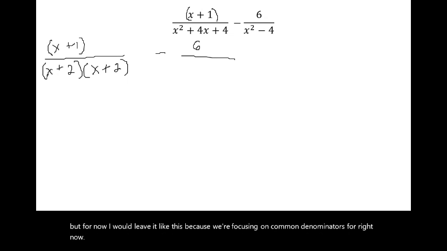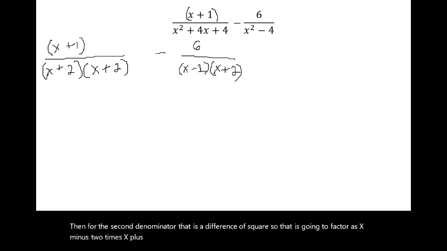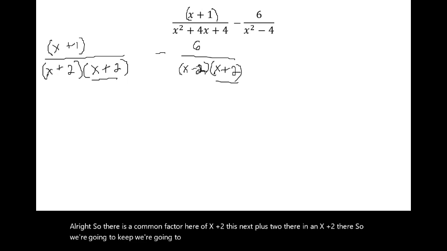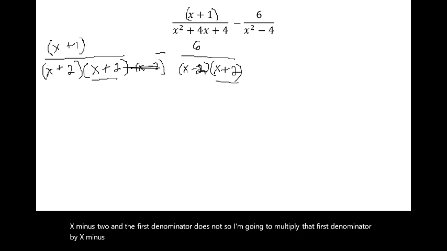Then for the second denominator, that is a difference of squares, so that is going to factor as x minus 2 times x plus 2. All right, so there is a common factor here of x plus 2. There's an x plus 2 there and an x plus 2 there. So we're going to take advantage of that. Now the second denominator has an x minus 2 and the first denominator does not. So I'm going to multiply that first denominator by x minus 2, and then whatever we do to the bottom, we're going to do the same thing to the top.